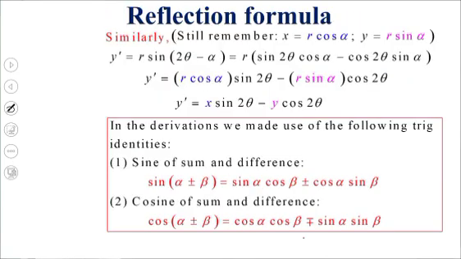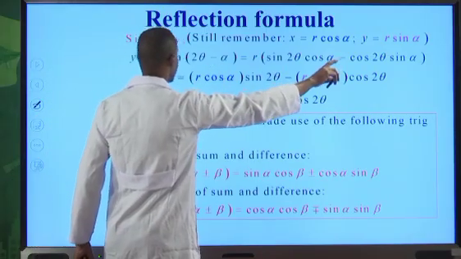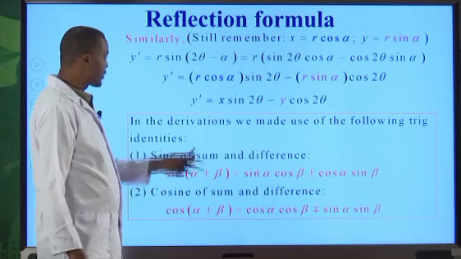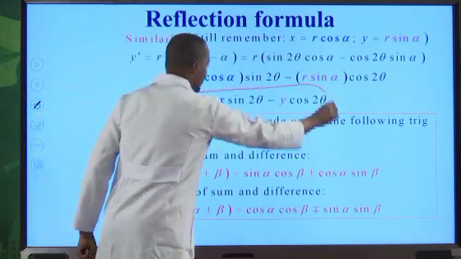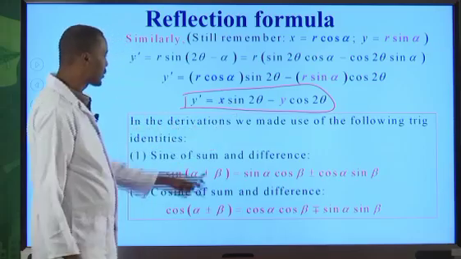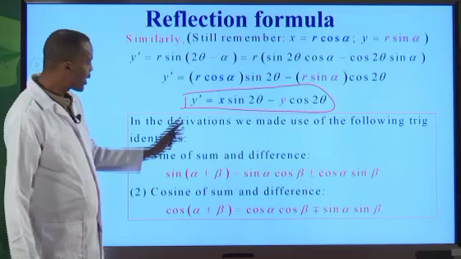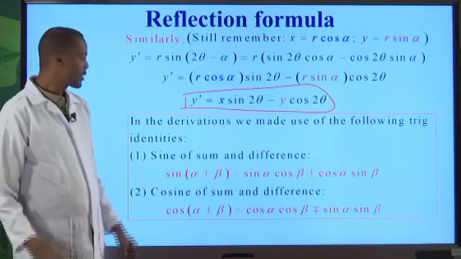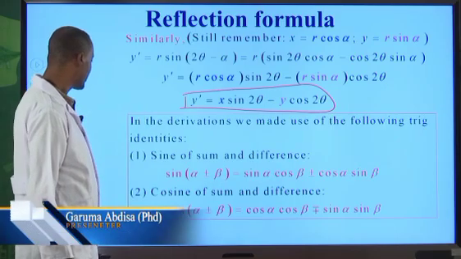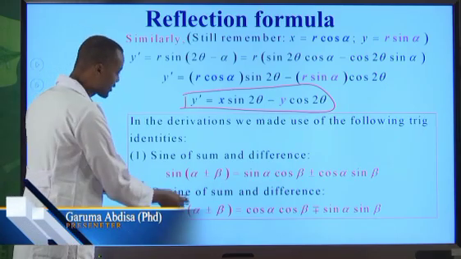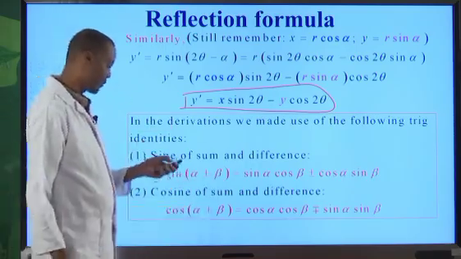With similar argument for y prime, r sine of 2 theta minus alpha is expanded in this way, and substituting the values for x and y, we can finally write y prime as x sine of 2 theta minus y cosine of 2 theta. So if you are not sure on how to make trigonometric expansions like sine of theta plus alpha, and also for cosine, here is an identity for you. Have a look at it, and this is what we have used in the derivations.